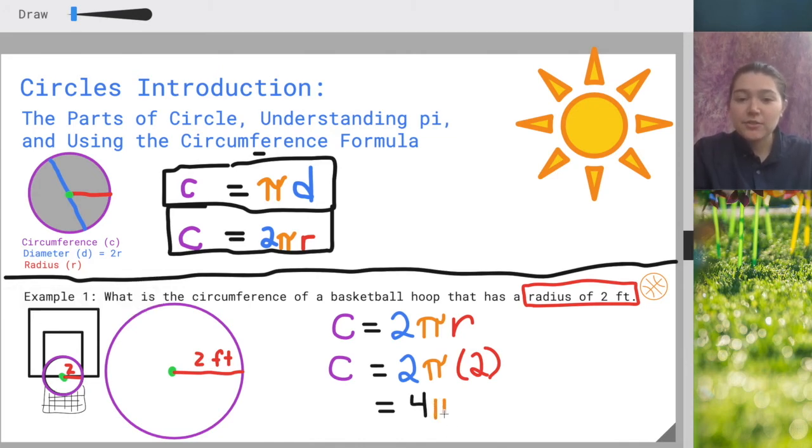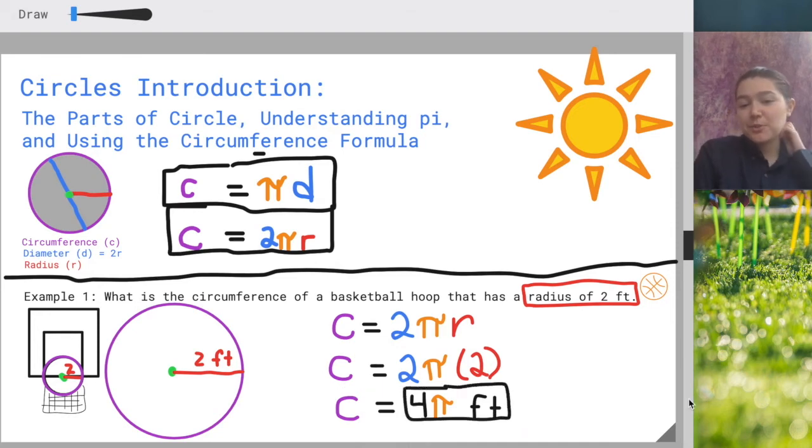So I have 4 times pi. So this is an accurate answer. The circumference of this circle is 4 pi feet. But that might not help you too much in terms of understanding what that actually means.